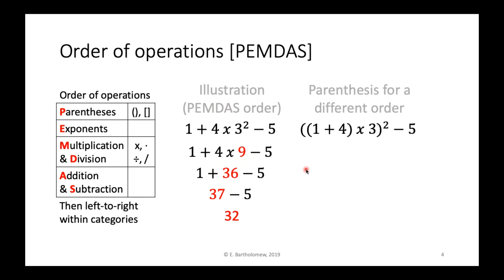Now if we wanted a different order, we would need to actually put parentheses in this expression. If we wanted to do it from left to right, doing 1 plus 4 first, then multiplying that by 3, and then squaring that, we'd have to put in parentheses to make that happen. So doing it this way, we would get 1 plus 4 is 5 times 3 is 15, and we square that, and that's 225, minus 5 is 220. So we're still doing PEMDAS, but the parentheses then force these operations to the top of the order. And you see that we get a very different result, 220 versus 32 with no parentheses.